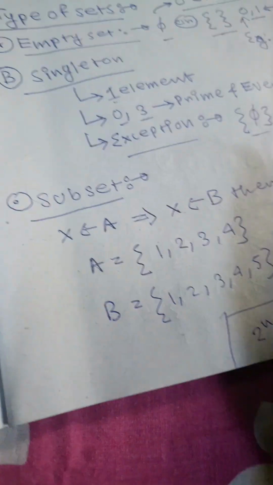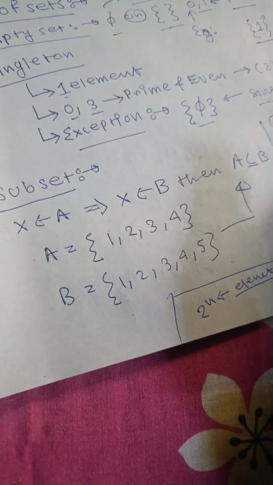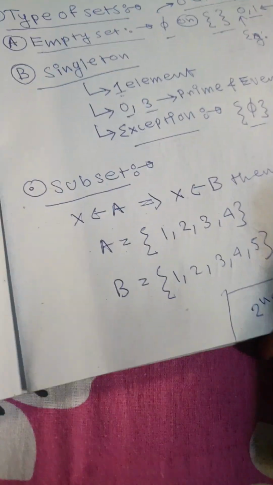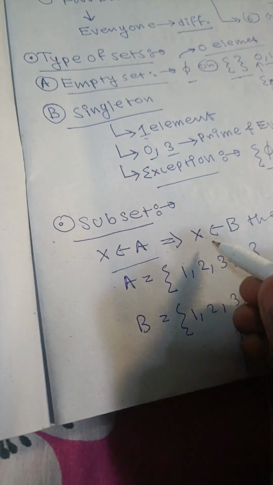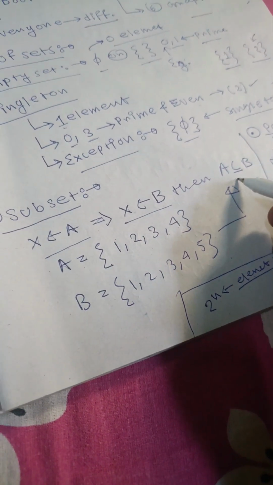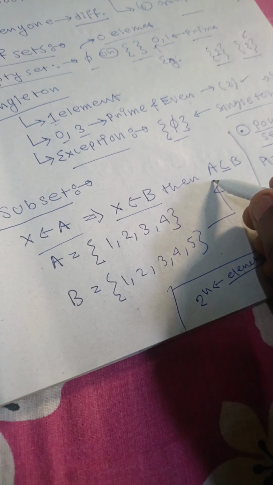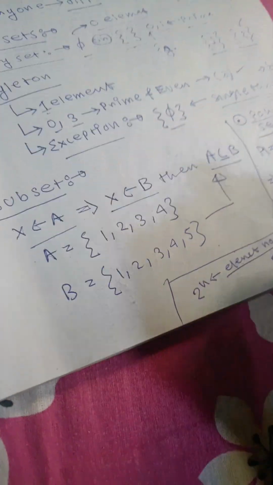Okay. The next topic is subsets and power sets. These are the only two topics, and our sets will be covered. So if x belongs to A and x belongs to B, then we can write that A is a subset of B.